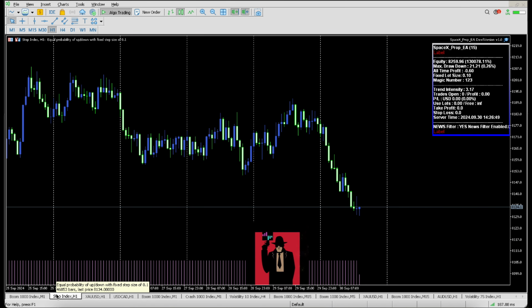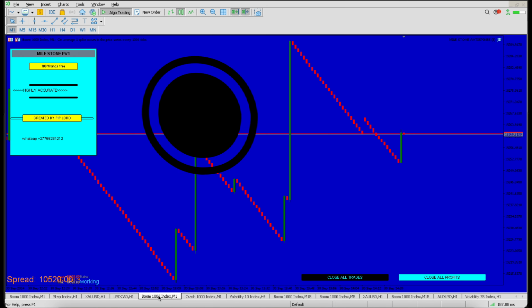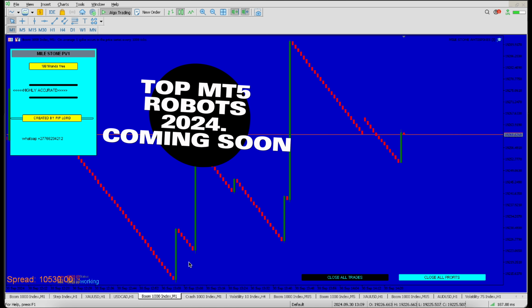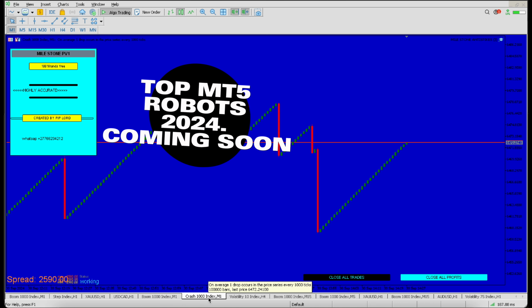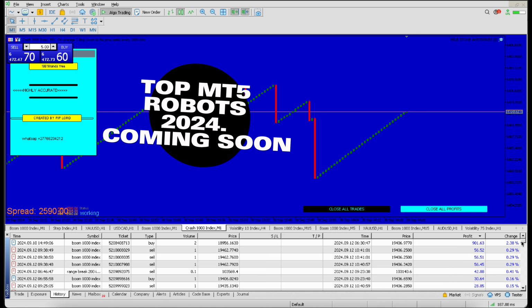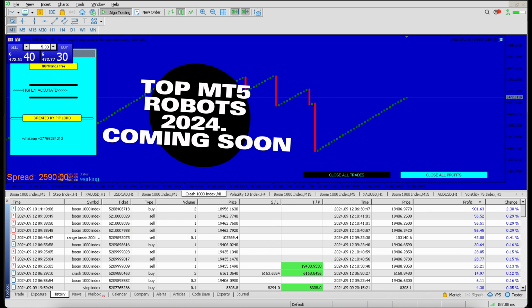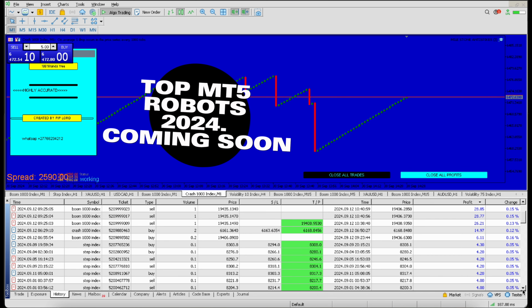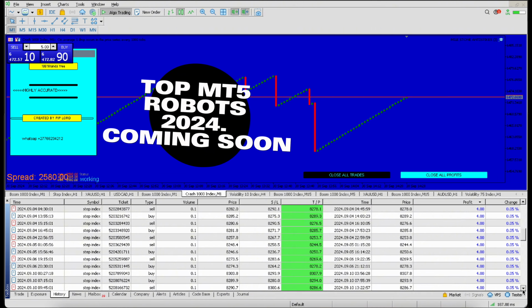Hello fellow traders. In the coming days, I will be releasing one of my top MT5 robots this year, suitable for trading on both derived assets and forex markets. So get ready and register for an all-round MetaTrader 5 platform on Deriv Broker.